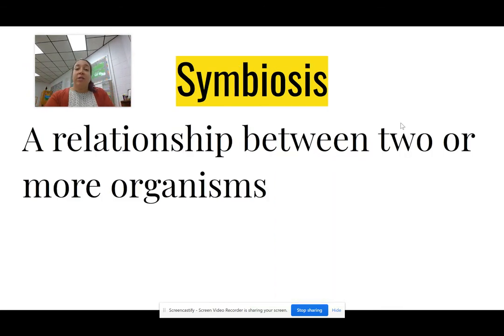Our next one is symbiosis. It'll also be referred to as a symbiotic relationship. A symbiotic relationship is just a relationship between two or more organisms. There are 3 different types that we're going to discuss, and that's what these next 3 slides are all about. So when symbiosis or symbiotic relationship comes up, you'll know it's the same thing.